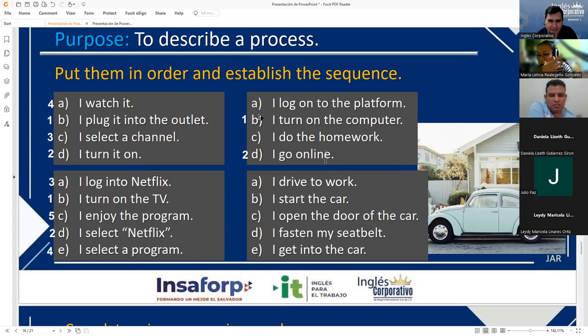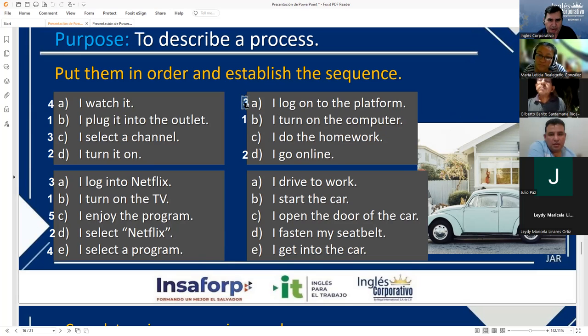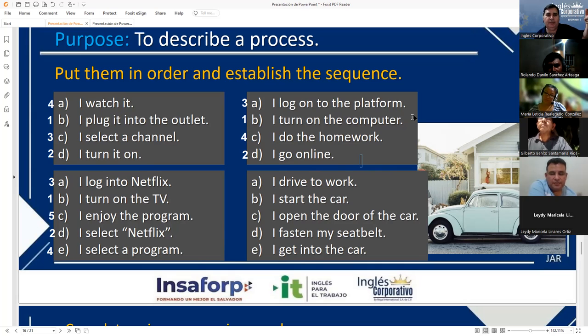I go online. And next, I log onto the platform. And finally, I do the homework. So, first, I turn on the computer. Next, I go online. After that, I log on to the platform. Finally, I do the homework.